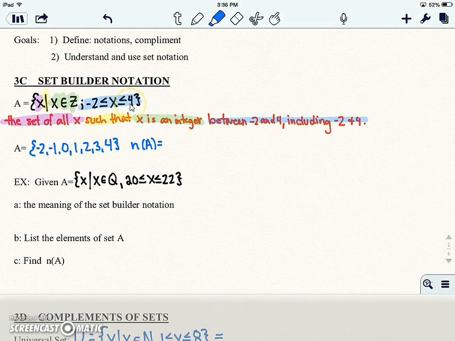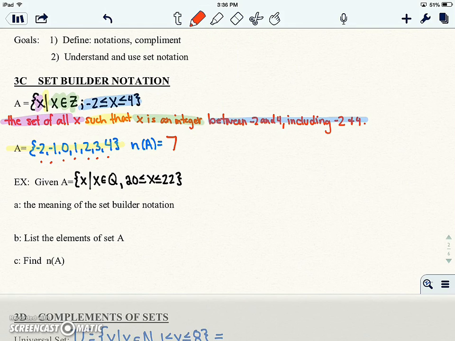Okay, we could also write this set like this. The integers between -2 and 4 are these. And then if I asked you how many numbers were in that set, well, that's 1, 2, 3, 4, 5, 6, 7. So we have 7. N of set A is 7.